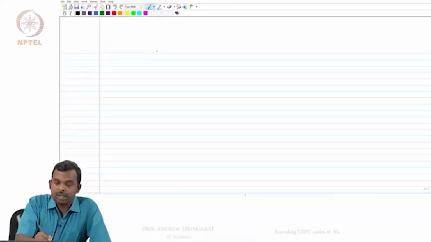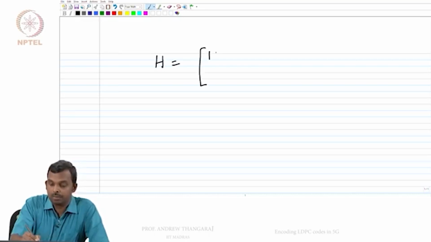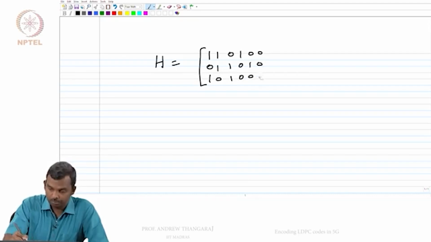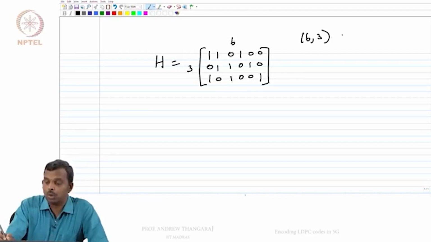Okay, so here's the small example I'm going to take. Let's say we have a code with parity check matrix, which is very simple: 110100, 011010, 101001. This is the parity check matrix. You can see very quickly that it's a 6,3 code. Okay, it's also in systematic form.